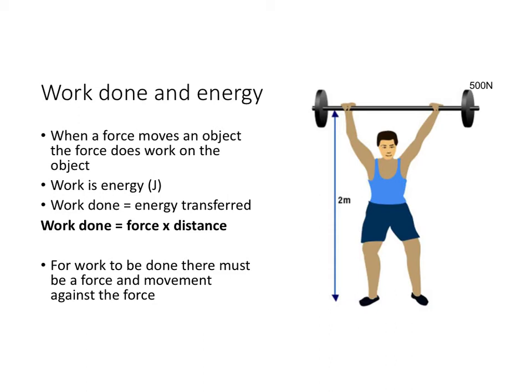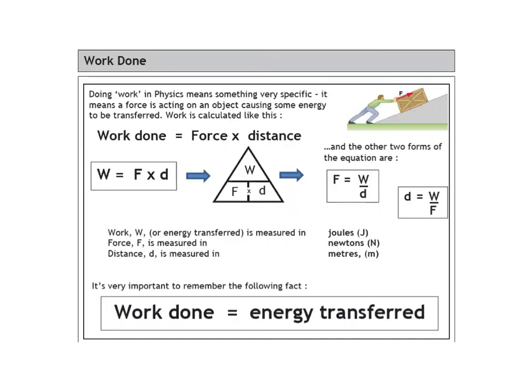We've said work done is energy, so we know that's joules. Force is measured in newtons and distance is measured in meters. So that's capital J. For work to be done, there must be a force, and there must be movement against the force, so you move a distance. We can write that as work done equals force times distance, and it's the distance moved against the force. If we want to find the force, it's work done divided by distance. If you want the distance, it's work done divided by force. There's the triangle if you feel you need to use it.